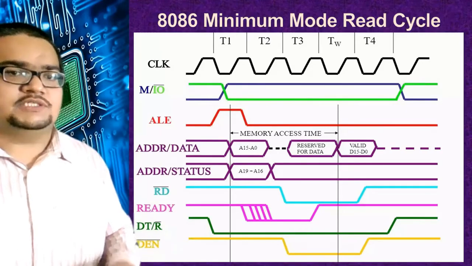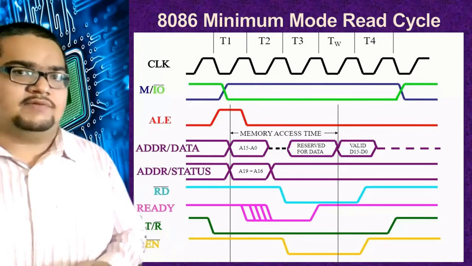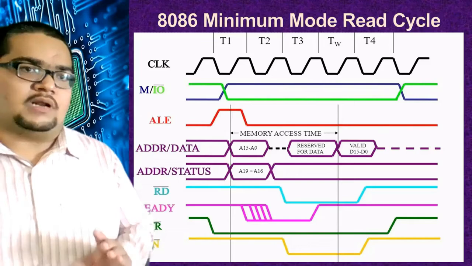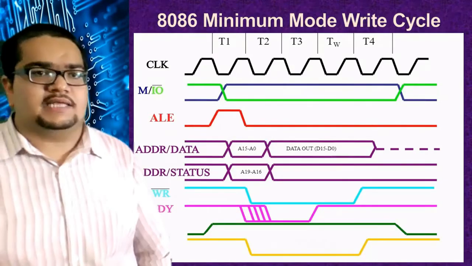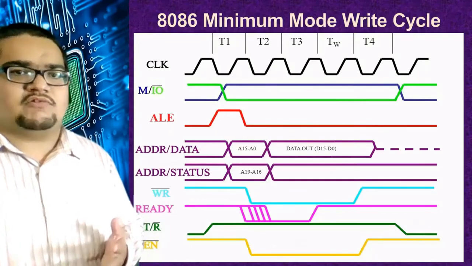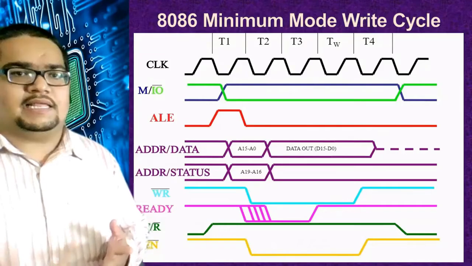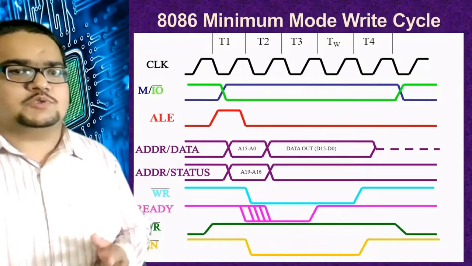So that change in that DT/R bar you can see in the immediate next slide, when we'll be talking about the minimum mode write cycle. See, the minimum mode 8086 write cycle, it is there. Clock is as it is, M/IO bar is as it is. We have not changed anything into the signals there. ALE is same, address and data latches are almost the same. Status line is also same.